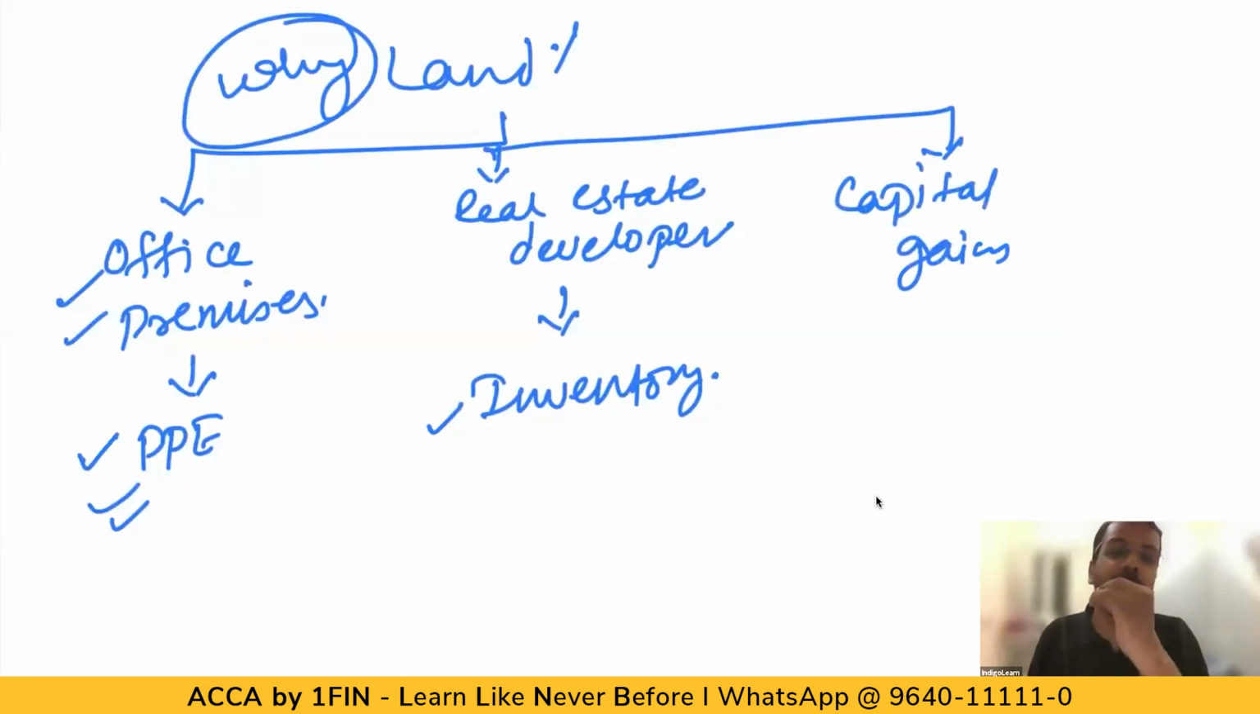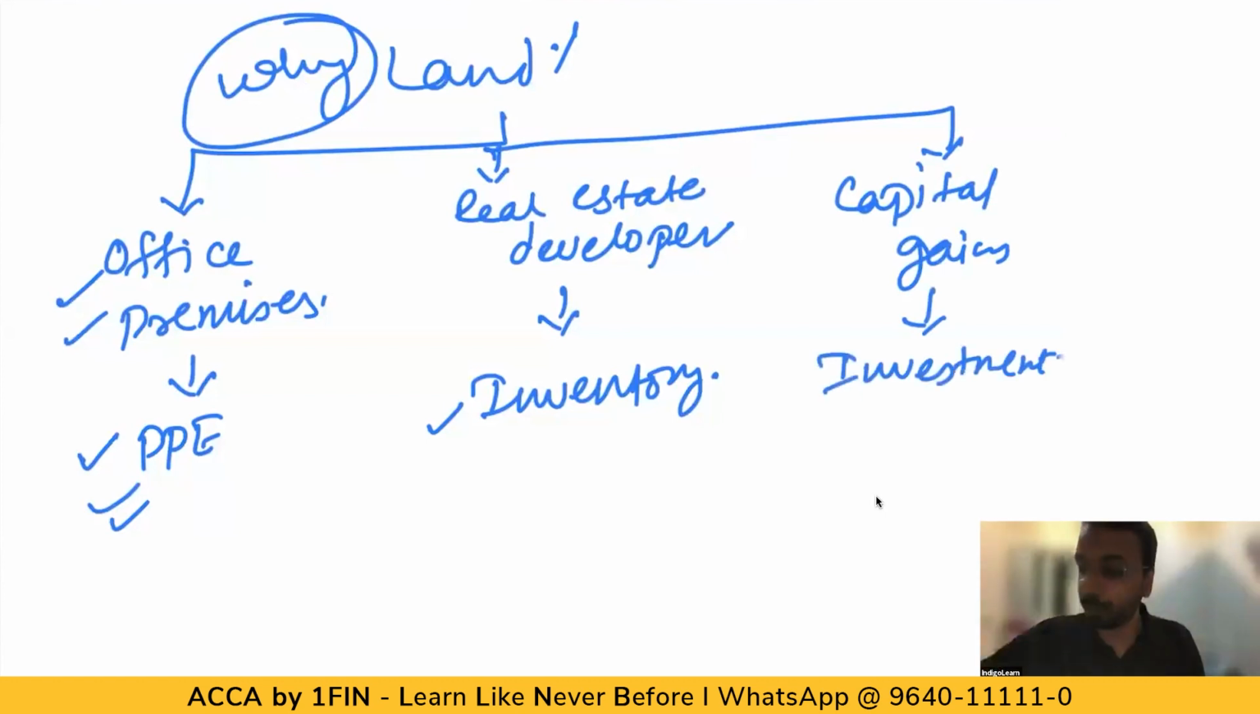Somebody told me, please buy this plot of land 15 kilometers away from the city. After 10 years, you'll get amazing returns, 10 times, 15 times, and all of that. So my purpose was, I will buy the land, keep it, not use it, and sell it after 10 or 15 years. And my objective there is to make capital gains. In that case, we call it investment. So the same land purchased can be classified under PPE, inventory, or investment property, depending on the purpose or the objective.